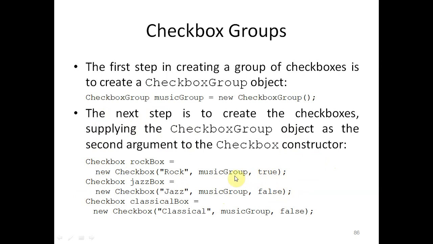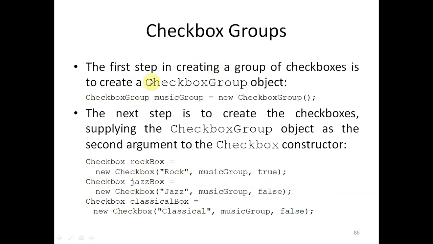So inside the main program, this is the checkbox group, music group, equal to new CheckboxGroup. All three checkboxes, rock, jazz and classical, come under the music group checkbox group. The first one is true and the other two are false. So we can select only one checkbox. Otherwise, if we are not using a checkbox group, we can select all three checkboxes.